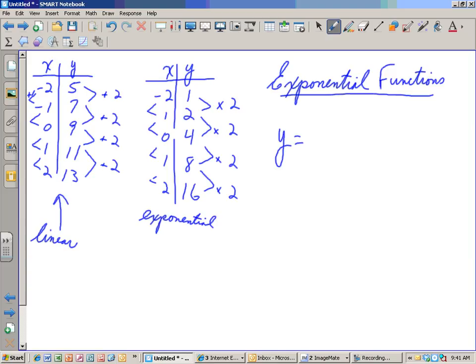So, look at when x is 0 on the second table of values. When x is 0, what is y? 4. Okay? Times. What am I multiplying by? 2. Raised to the x power. And that's the equation that's associated with this table of values. And this is an exponential function. It is not 8 to the x power. It is 4 times 2 to the x power.